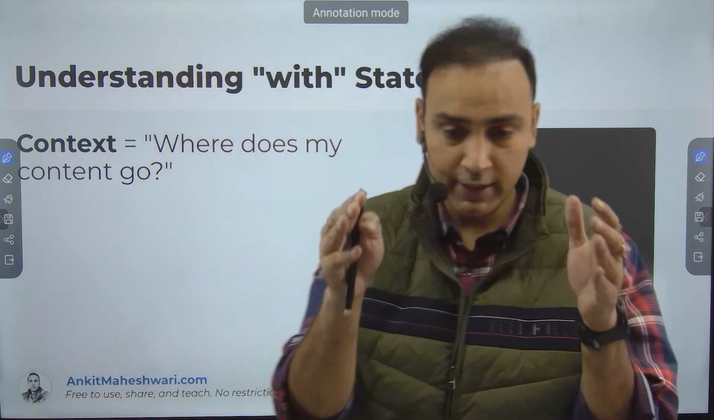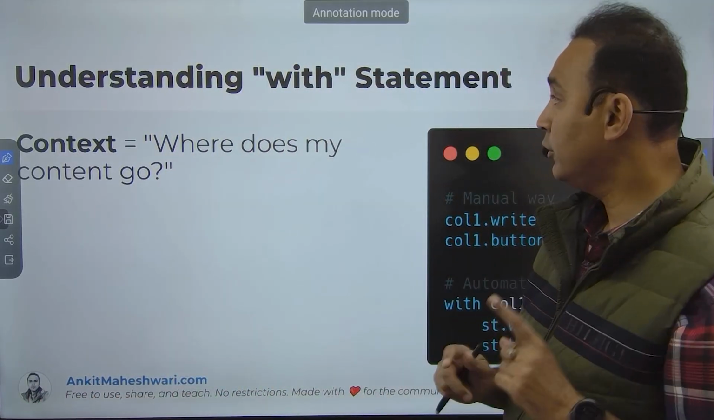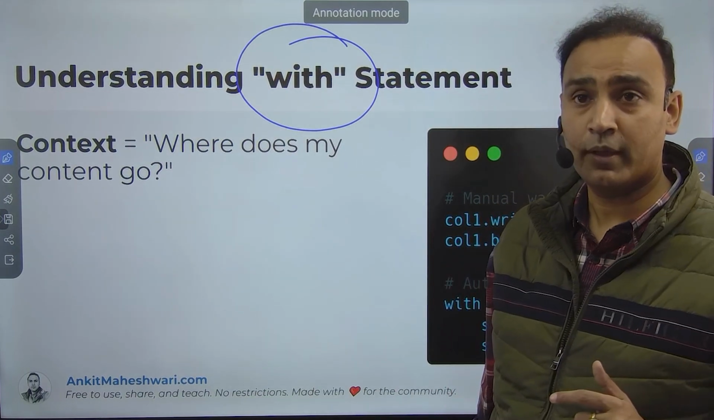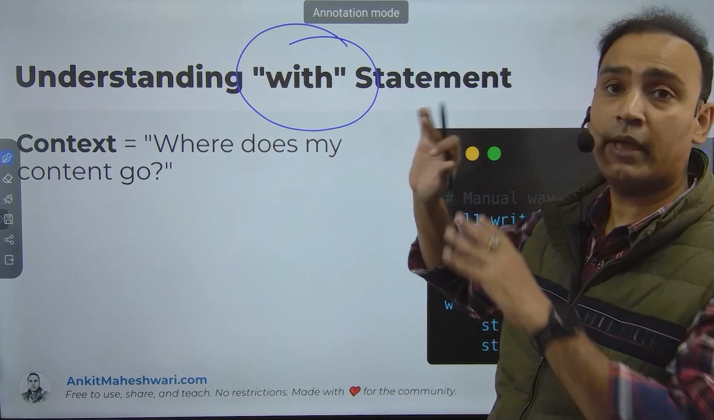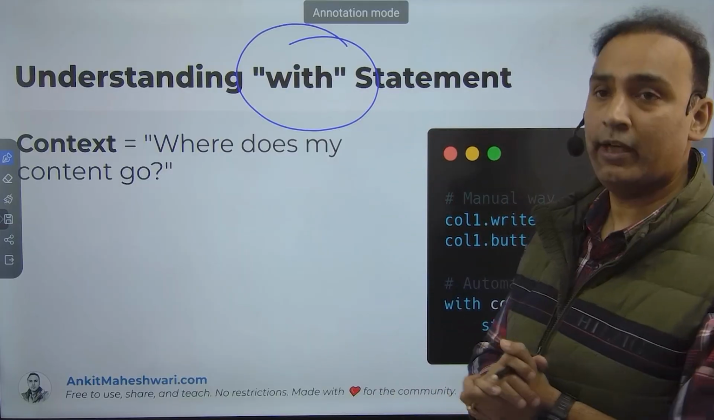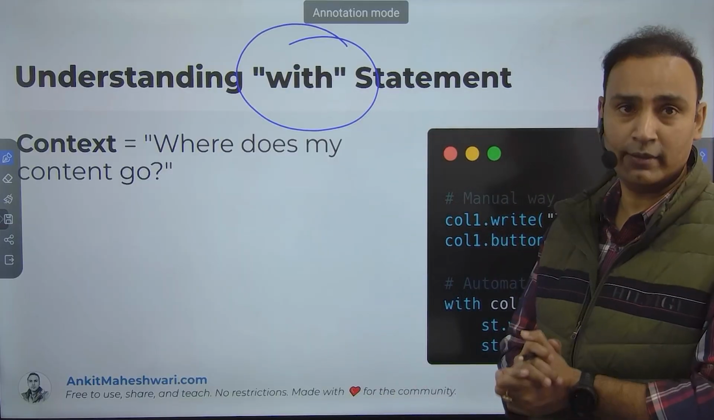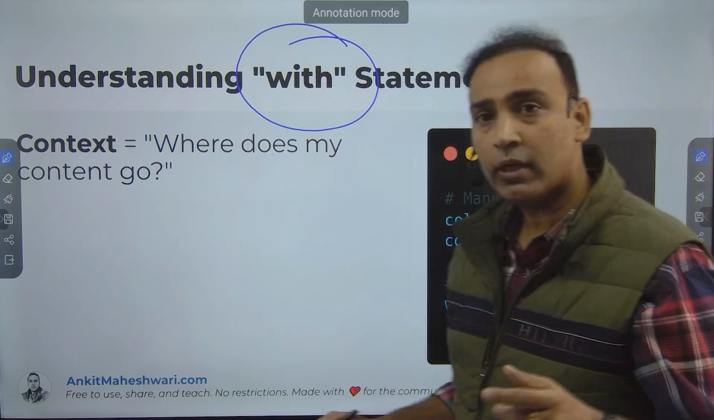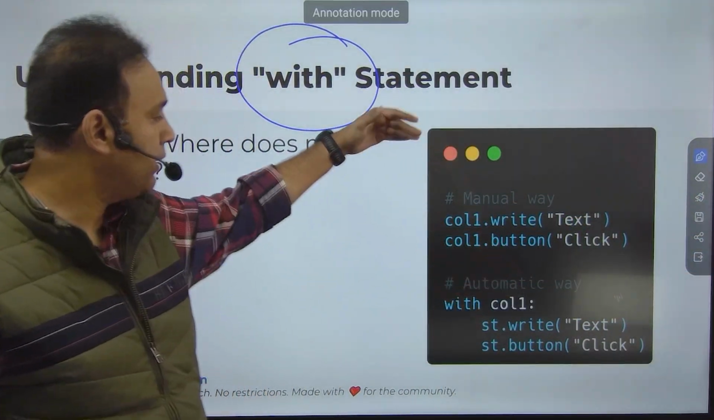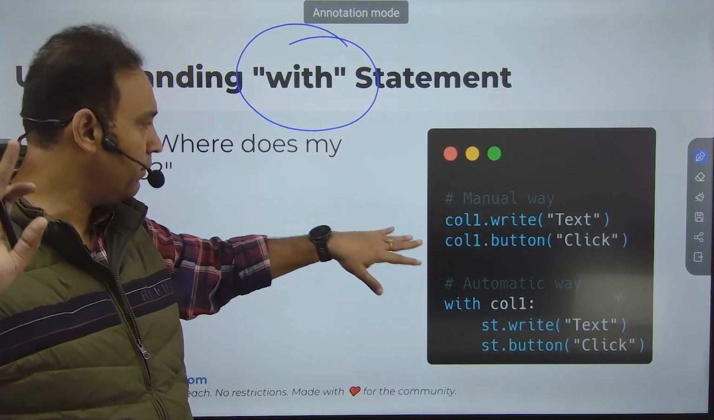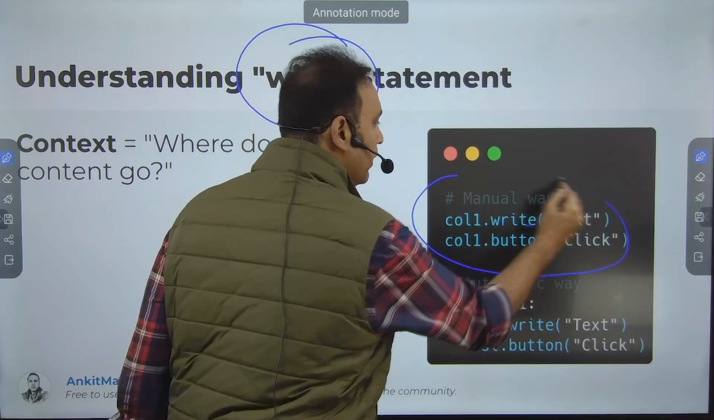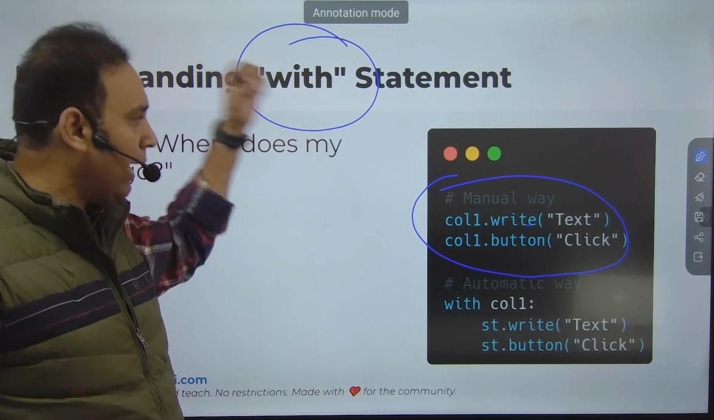Now, before I jump back to the code, I really want you to understand the with statement. This is one of the most common things you are going to use. In Streamlit, this is your best friend, and I want you to understand why. If you look at the code on the screen, at the top we have created two columns. When we write column 1 dot write, column 1 dot button, this is too verbose.